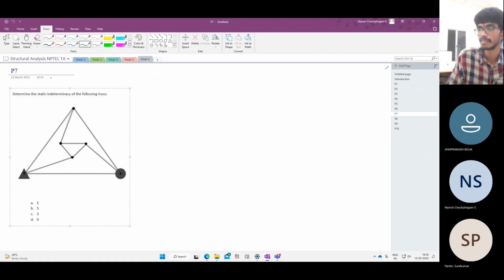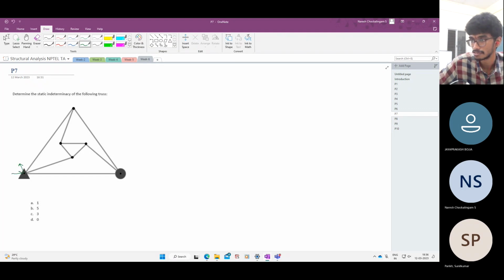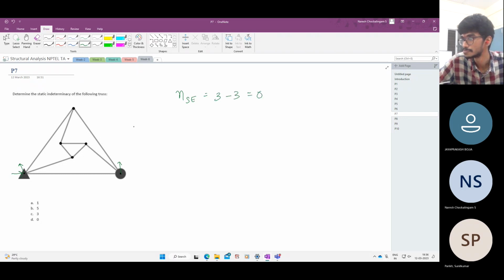So for this problem, determine the static indeterminacy for this truss. So again, this is much simpler. So how many reactions we have? We have vertical reaction, horizontal reaction. Here we have vertical reaction. So externally it is determinate. So NSE is 3 minus 3, which is 0.